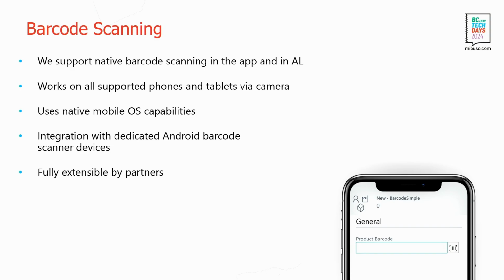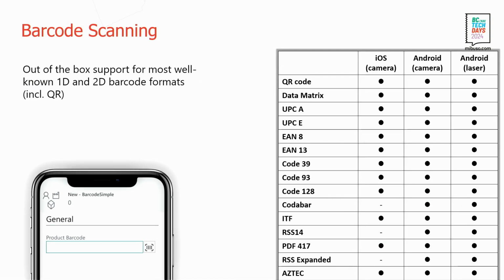In terms of the supported barcode types, out of the box we support most of the well-known 1D and 2D barcode formats. We have two types of barcode functionality. One is through the camera. Both iOS and Android, as you see in the matrix, support certain barcode types. And when it comes to the dedicated barcode scanners, that's something you should check with your manufacturer.